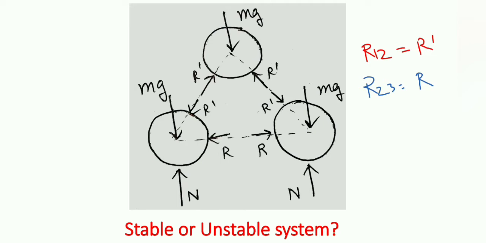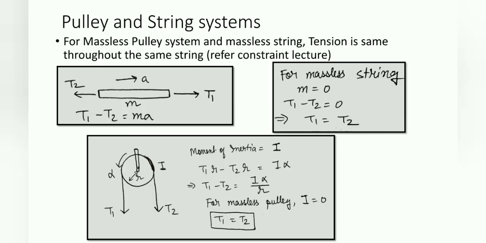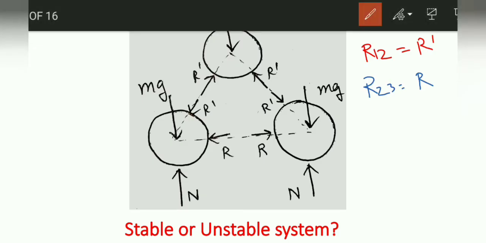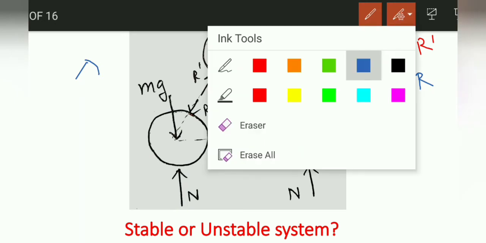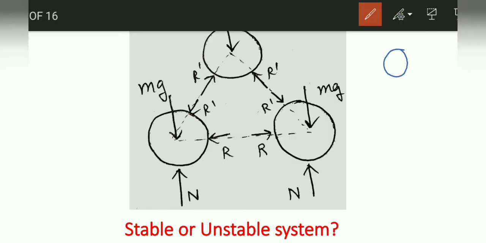Now you have to comment whether this is a stable system or an unstable system. What I mean to say is, if I keep the coins, the discs, like this, what will happen? Will it stay like that, or will it fall, or will it separate, or anything? That you have to say. Now pause the video and think for 5 seconds or 10 seconds or as much time as you want, and tell me what can exactly happen. Is it a stable or unstable system?